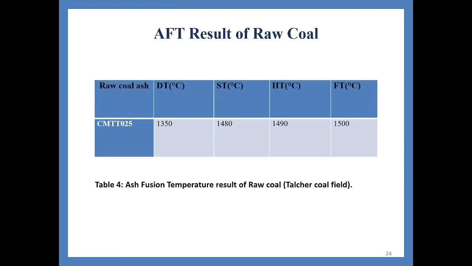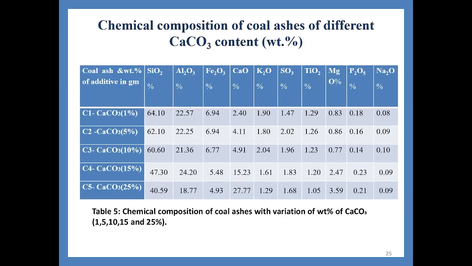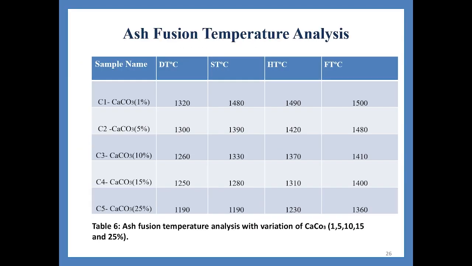For AFT result, here DT, ST, HT and FT for the different degrees centigrade. Now, this is the chemical composition of coal ashes of different CaCO3 content. So, for different variations like 1 to 5%, 10%, 15%, 25%, these are the results of different variations of CaCO3. This is the result of ash fusion temperature analysis for DT, ST, HT, FT.